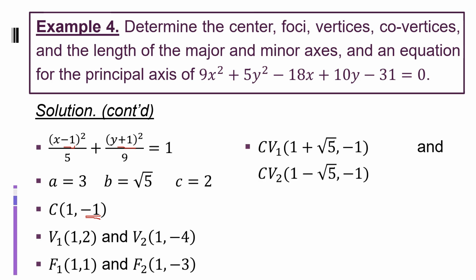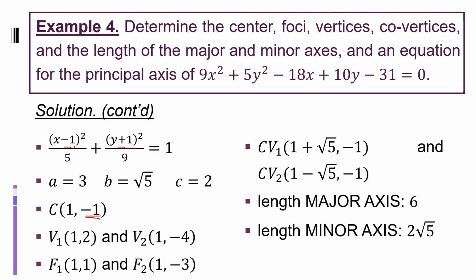Our co-vertices naman, doon tayo sa x magpa-plus or minus ng square root of 5. So, co-vertex 1 is 1 plus square root of 5, negative 1. And co-vertex 2 is 1 minus square root of 5, negative 1. The length of our major axis is 6, that is 2 times 3. And the length of the minor axis is 2 square root of 5, that is 2 times square root of 5. And our principal axis is at x equals 1.